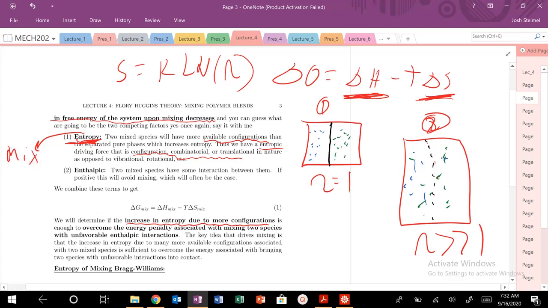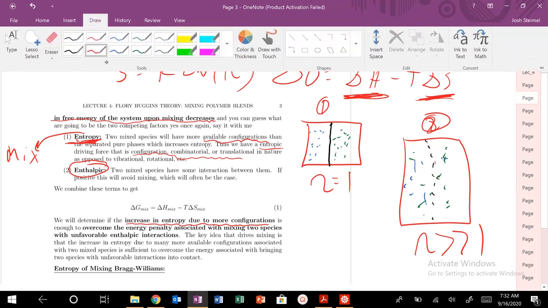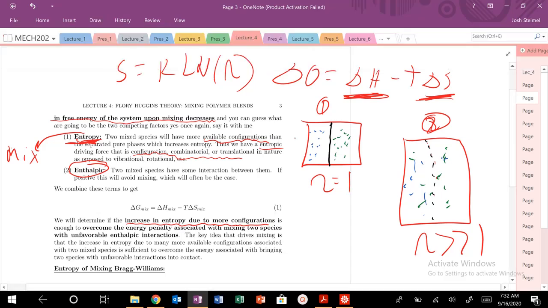Now, what stops us? Unfortunately, it's enthalpy. Usually two species will have some interaction between them. I'm going to name them A and B. There's going to be some interaction between A and B. Unfortunately, most of the time, that's going to be positive.